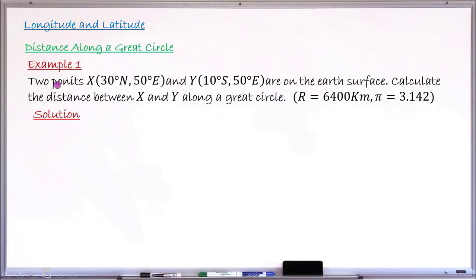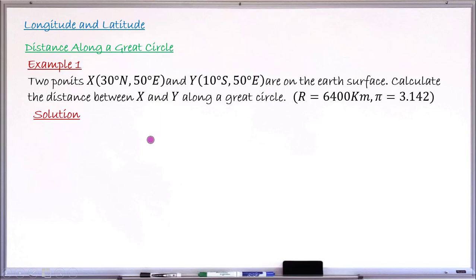Example number 1, it says 2 points: x on latitude 30 degrees north and 50 degrees east longitude, and another point y having the location 10 degrees south and 50 degrees east longitude. These 2 points are points on the earth's surface. The question asked here is to calculate the distance between x and y along the great circle. The great circle here is this longitude, 50 degrees east. So the 2 points x and y happen to be on the same longitude, and that longitude is 50 degrees east, as you can see in the question.